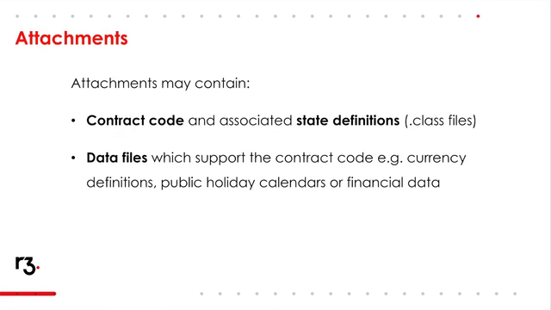There's 3 things. So the contract code. Interestingly, you will be able to syndicate contract code around the network via attachments, and the associated state definitions as well. If you have to verify a transaction whereby you do not have the contract code or the state definition, then you need a mechanism to obtain that contract code and state definition, and you can do that via an attachment within the transaction. It can also contain arbitrary data files, which we discussed on the previous slide.